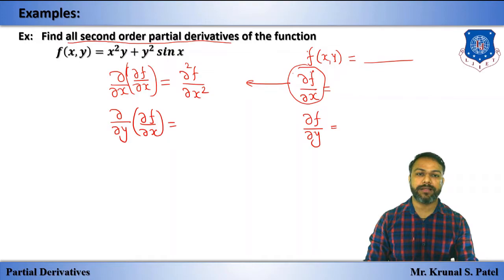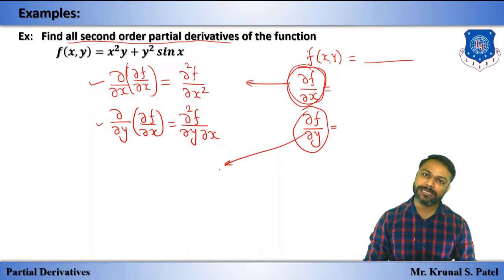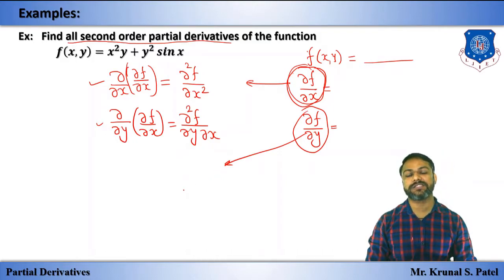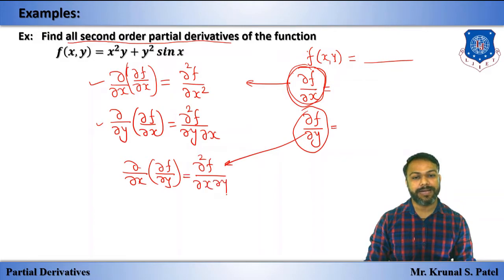Same term, del f by del x, with respect to x and with respect to y. So we have del square f by del y into del x. Same way we can differentiate this del f by del y with respect to x as well as with respect to y. That means del by del x of del f by del y, and we can write this term as del square f by del x into del y.